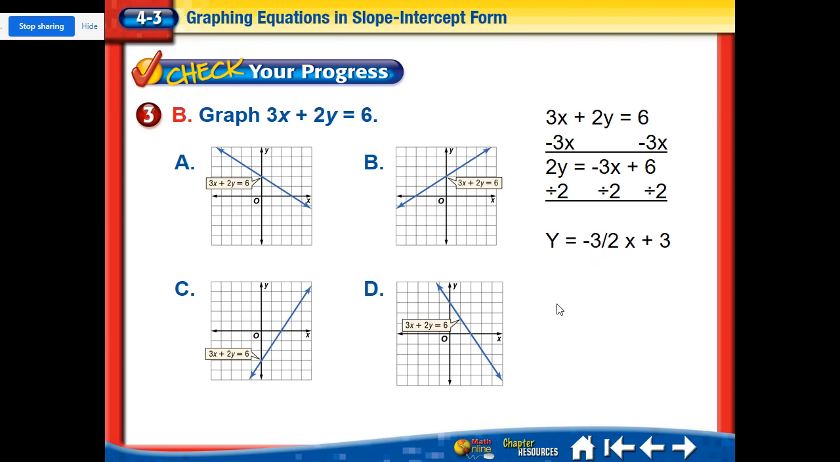And let's look at the slope just to confirm. We go down 3 and over 2. Yep, down 3 and over 2. And notice how I keep on that line if I keep doing that. Answer is most assuredly D.